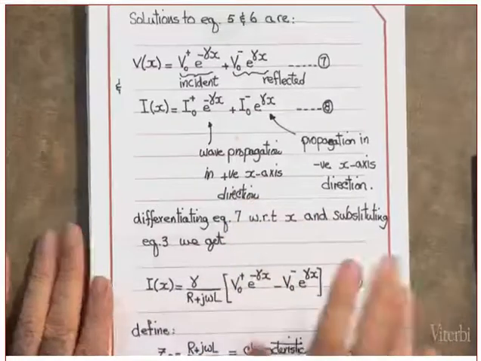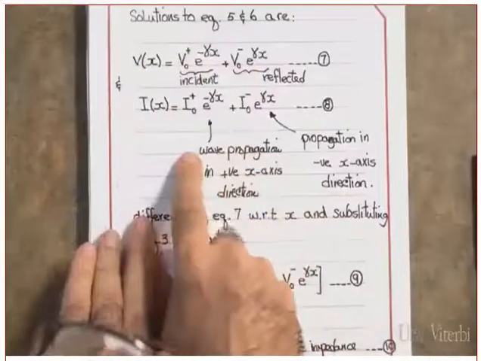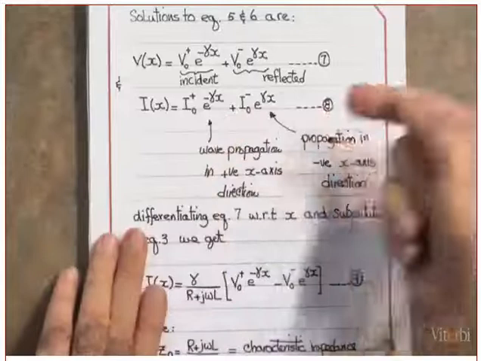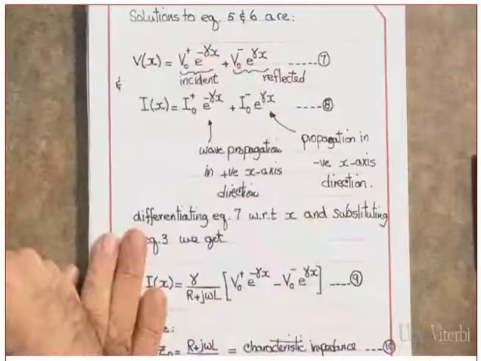Clear? Okay, so let's understand. It's V naught plus. It's the same thing with the current. This is a wave of propagation in the direction of the positive x-axis. This one is propagating in the negative x-axis. Clear?